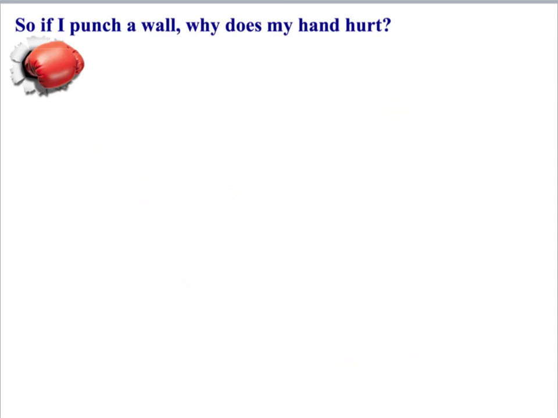So lastly, if I punch a wall, why does my hand hurt? Because of that crazy Newton. Newton's third law is for every action force, there's an equal but opposite reaction force. If I punch a wall with a force of 500 newtons, the wall actually punches my hand back with a force of 500 newtons, and that hurts. Ouch.